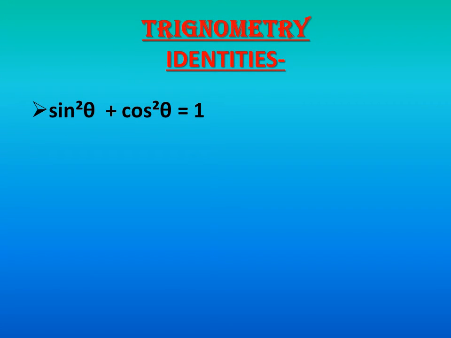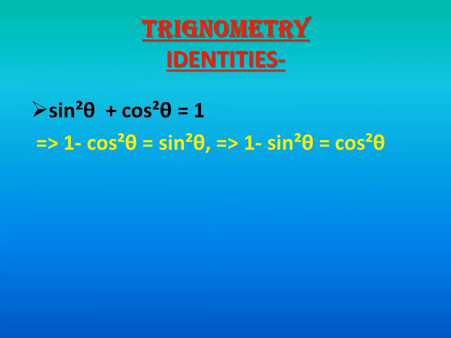Now we got these three identities. From the first identity, sine square theta plus cos square theta is equal to 1. From this we get 1 minus cos square theta is equal to sine square theta, and 1 minus sine square theta is equal to cos square theta.